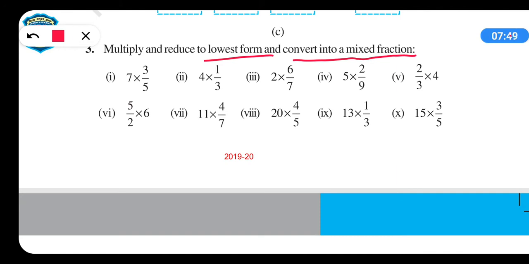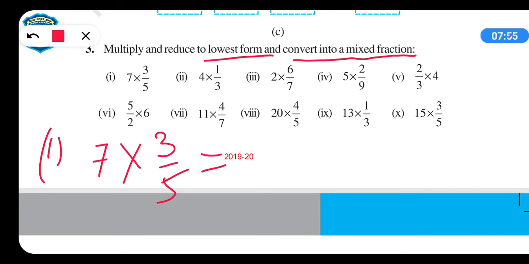First you have to multiply. So the first is 7 into 3 upon 5. So multiply it. 3 into 7 is what? 21. So 21 upon 5. That is the multiplication done. Now the question is, reduce it into lowest term. Lowest term means, can you cancel it? Will 21 and 5 cancel? No, it will not be cancelled. It is already in lowest term, right?